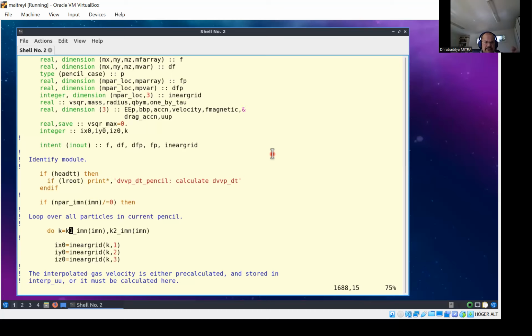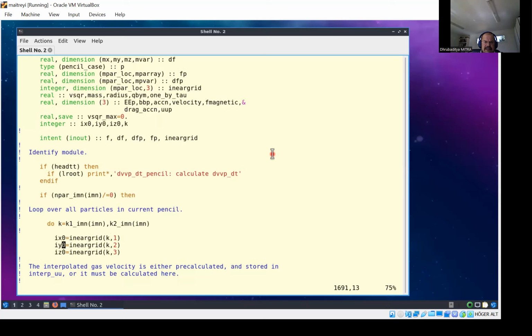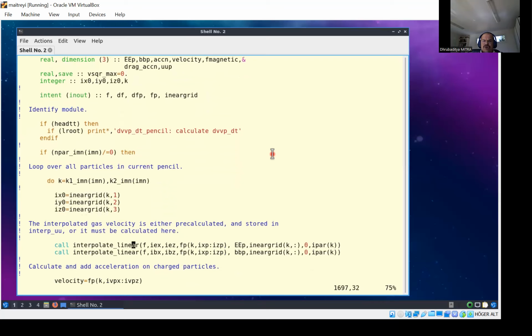Now I know the index k. Within this pencil, I'm going to the kth particle. There is this array inear_grid, which from k gives me the nearest x, y, and z grid point. Once I know that, I interpolate. You can interpolate in many ways; here, linear interpolation is explicitly being used. To interpolate, I need to give it the f array, which is the whole PDE, containing all the variables in the grid. Then I say interpolate the electric field from ex to ez.